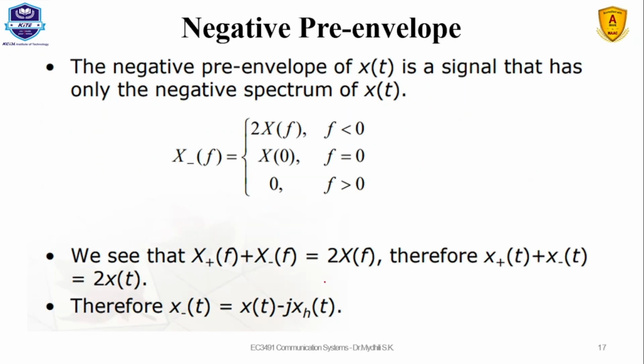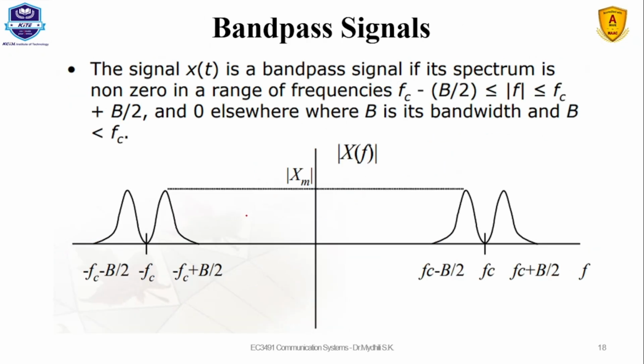So what is the negative pre-envelope? Similarly, the negative pre-envelope of a signal is nothing but one which has values only for the negative spectrum and is 0 for the remaining values. So on the positive side it does not have any values. On the negative side it has values, and at frequency 0 it is 0, and for frequencies greater than 0 it is also 0. So this will be the spectrum, which is shown next.